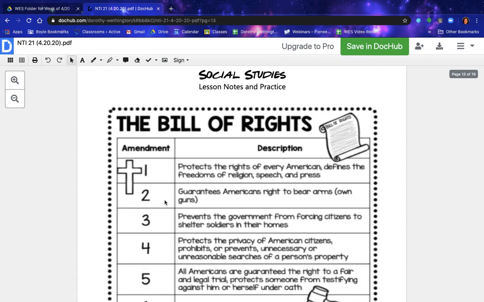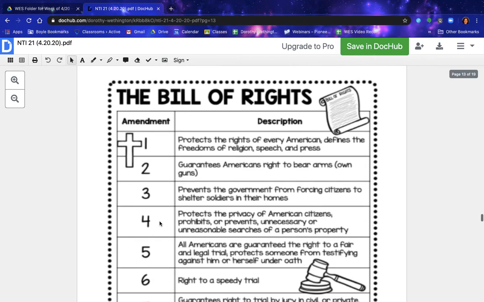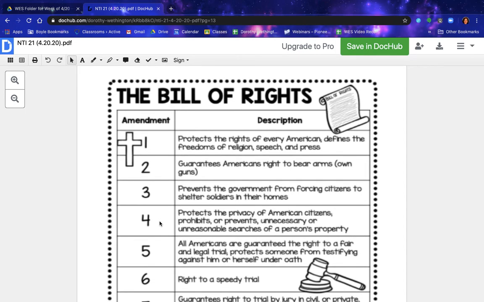Amendment number 2 guarantees Americans' right to bear arms, own guns. Amendment number 3 prevents the government from forcing citizens to shelter soldiers in their homes. Amendment 4 protects the privacy of American citizens, prohibits or prevents unnecessary or unreasonable searches of a person's property.